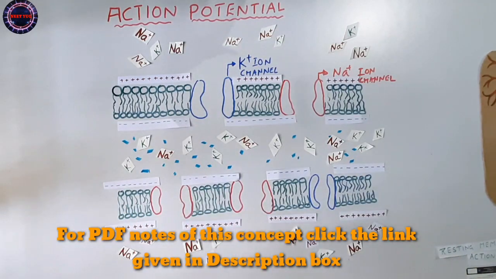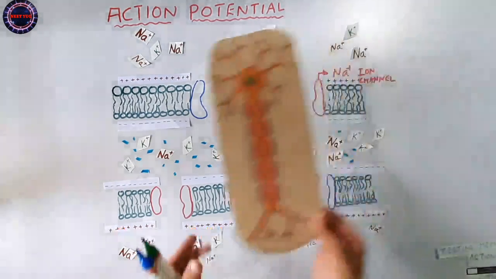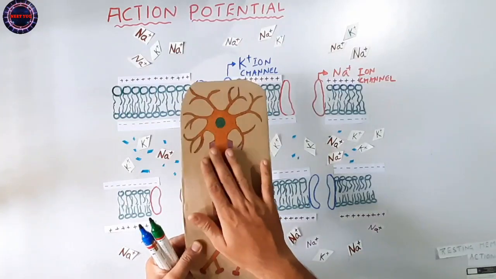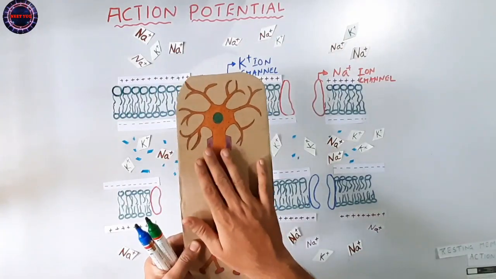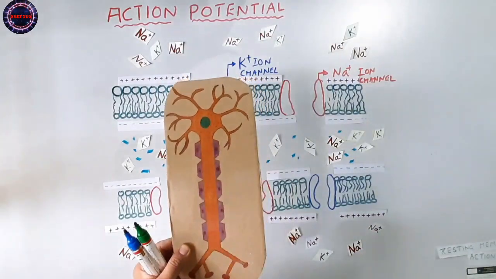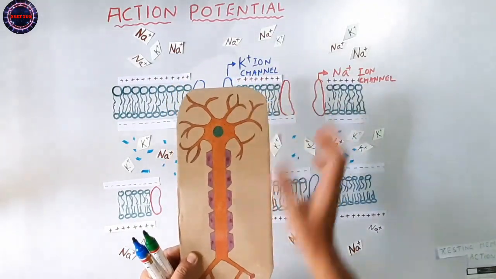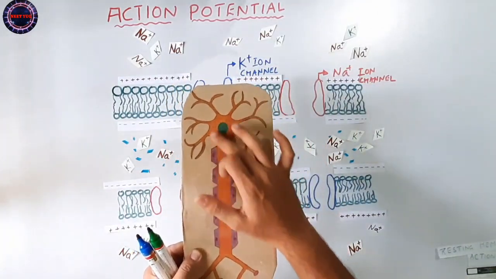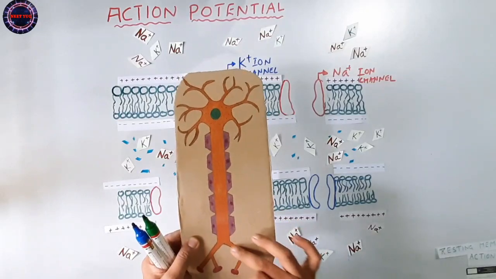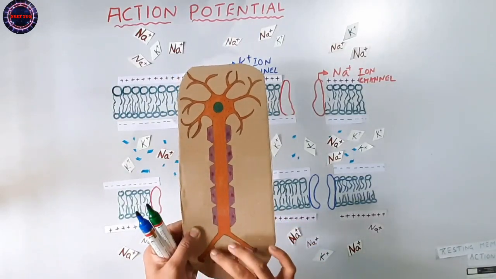I have already told you the answer, where exactly action potential is generated. It is generated here. This is the specialized cell which makes up our nervous system, called a neuron. So this neuron has so many parts. This is the dendrite and this is the cell body, axon, and this is the axon terminal and synaptic knobs.